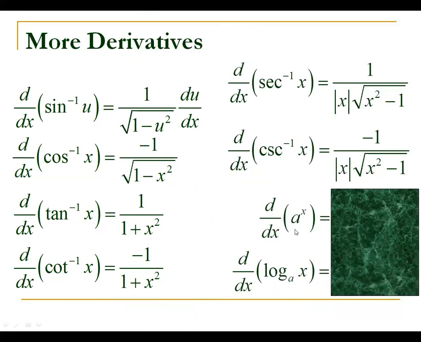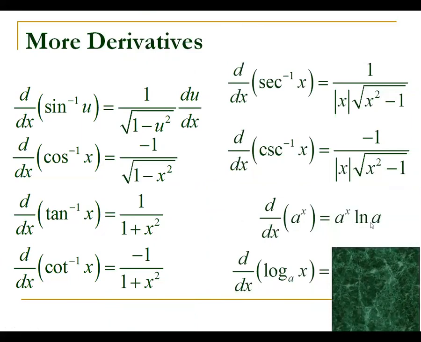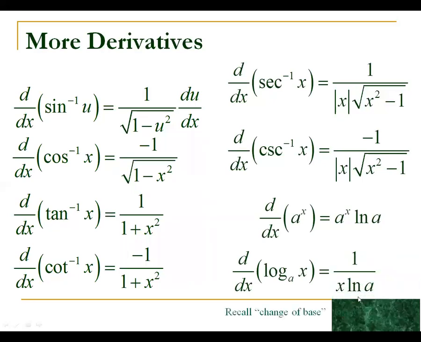Derivative of a to the x is itself times the natural log of the base. And the derivative of log base a of x is 1 over x times the natural log of a. Okay. Now, for the derivatives of trigonometric inverse functions, you really only need to memorize sine, tangent, and secant, and just remember that the co-functions just have the negative of those derivatives.